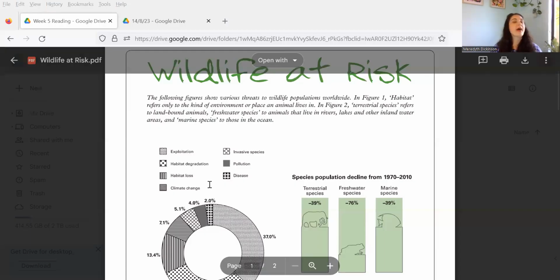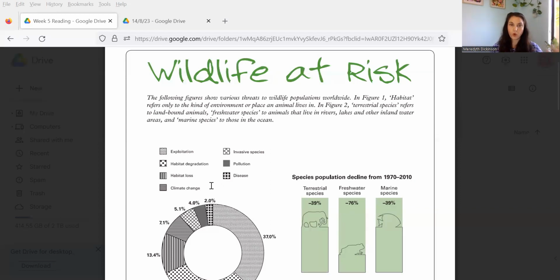Next, we have climate change. You guys know about that. So the global warming is causing the ice to melt. Pollution, you guys know pollution, that's rubbish and chemicals and petrol spills and things like that.